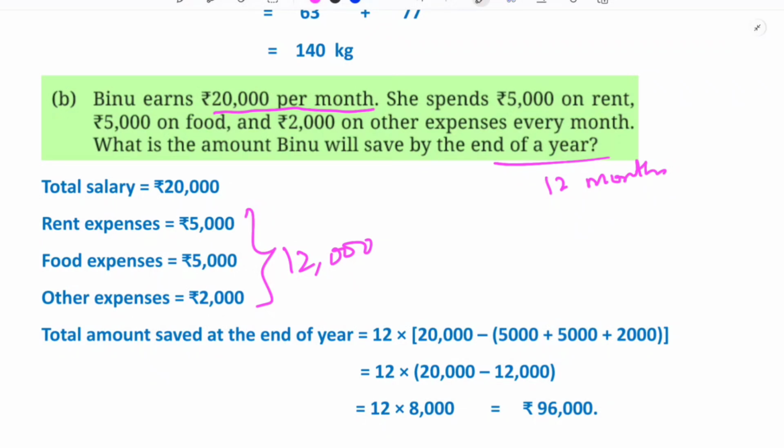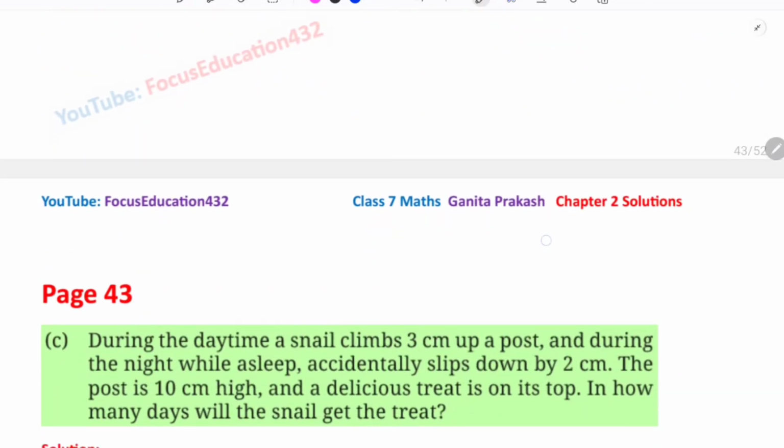But anyway, how have we written the expression? Total amount saved in the year is 12 multiplied by 20,000 minus, that means all these you have to add, and then subtract it from 20,000. So 20,000 minus 12,000, 5 plus 5, 10, 10 plus 2, 12. So 20 minus 12 is 8,000. 12 multiplied by 8 is 96. 3 zeros, 96,000. Very easy question.